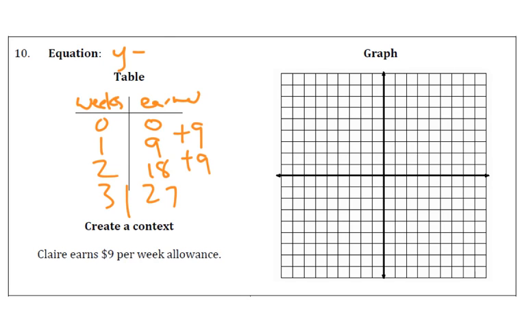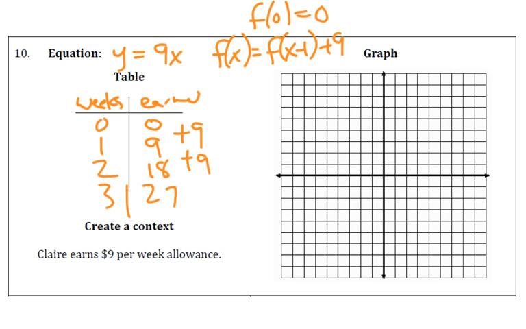So we could go y equals 9x plus 0, which we'd leave the 0 off, or f of x equals f of x minus 1 plus 9, and f of 0 equals 0. And we could graph it, maybe we just count by 9s, 9, 18, 27. So our graph would look like this if we counted by 9s. If you didn't count by 9s, it would be a little bit steeper. Okay?